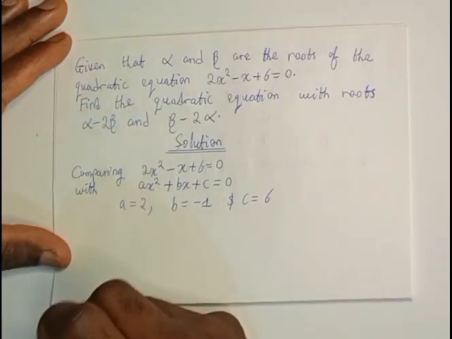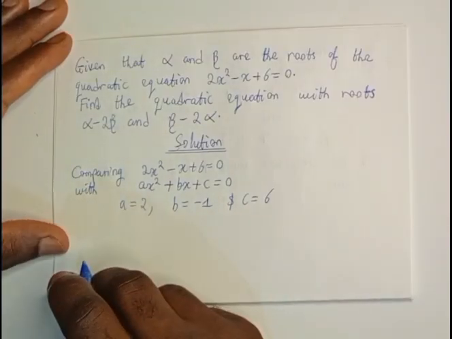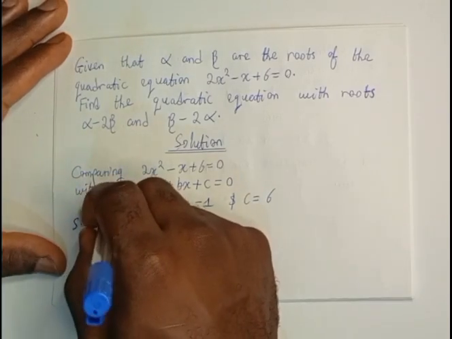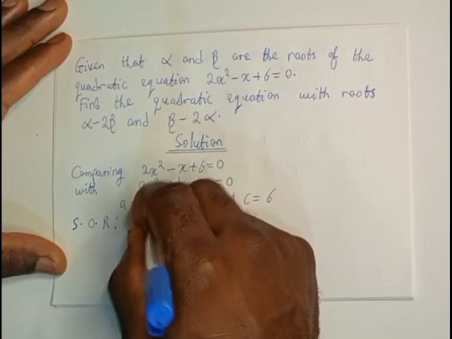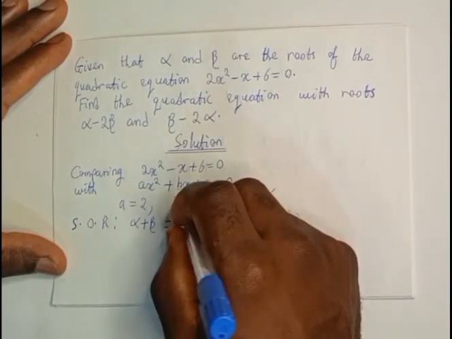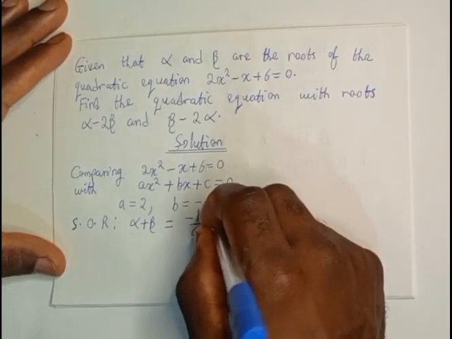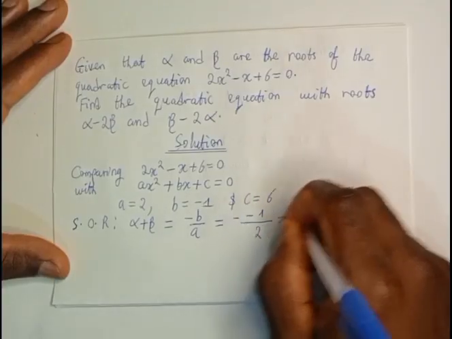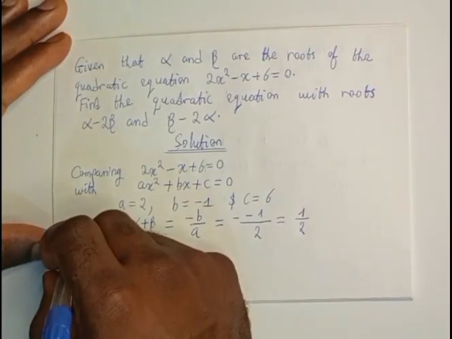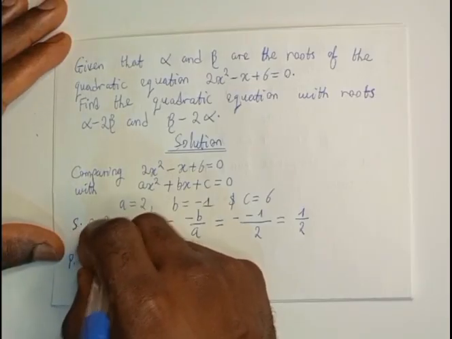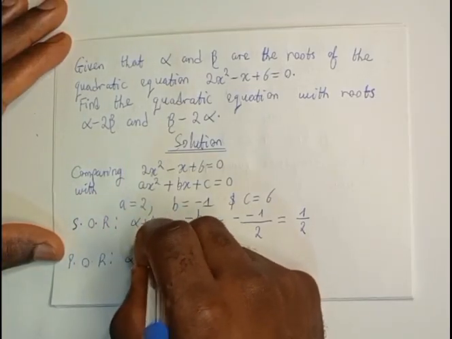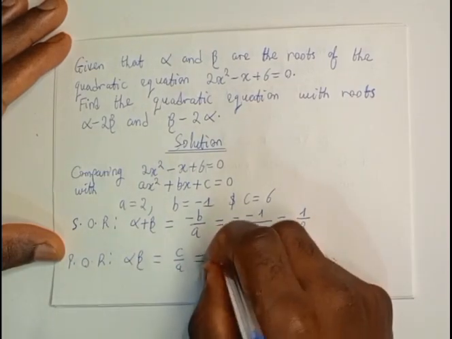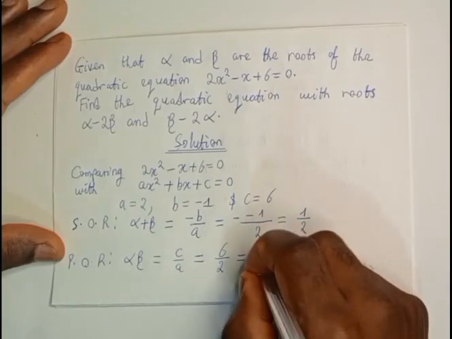We have been told that alpha and beta are the roots of this quadratic equation. We need to find the sum of roots, which is abbreviated SOR, that is alpha plus beta. We know it is equal to negative b on a. This will simply be equal to negative 1 over 2, and this will give us a half. Next, we need the product of roots, that is alpha times beta. This is simply equal to c over a, which is equal to 6 over 2, and 6 over 2 gives us 3.